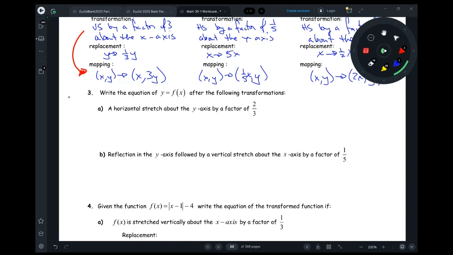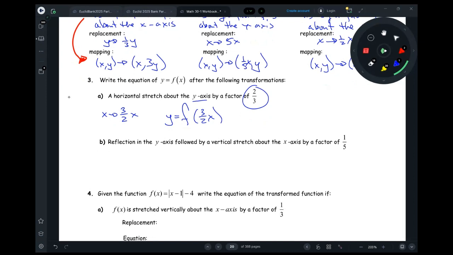If you want a horizontal stretch about the y-axis by a factor of 2/3. Now, horizontal means I'm going to replace x with something. And remember that I'm always going to replace the x with the reciprocal of the stretch factor I want. So I'm going to replace this with 3/2 x, and that is going to be f of, just like I said, 3/2 x.